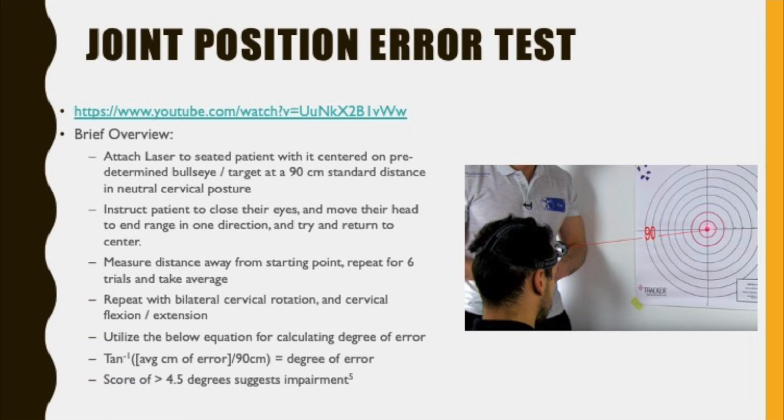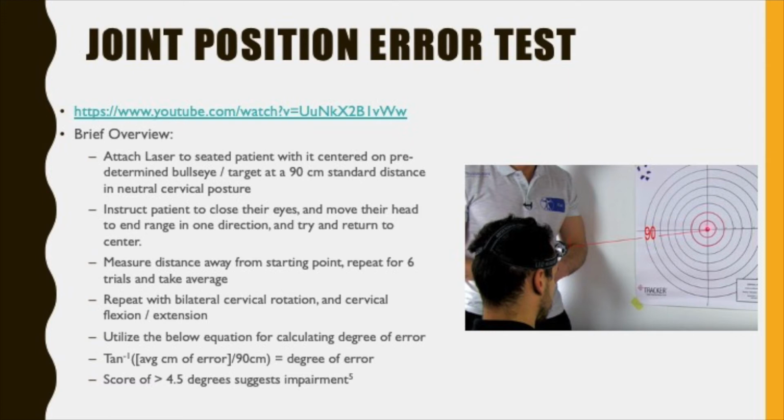What you're going to do is attach a laser to the head of the patient who is seated 90 centimeters away from a predetermined target. You're going to instruct the patient, with a neutral cervical posture, to close their eyes and move their head to an end range in one direction. And with their eyes closed, they're going to move their head back to where they think the center is.